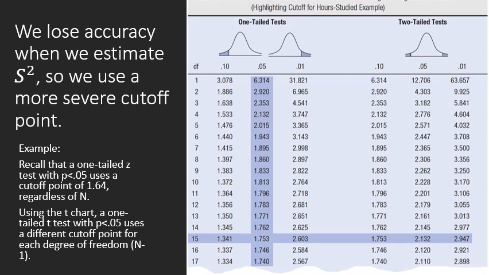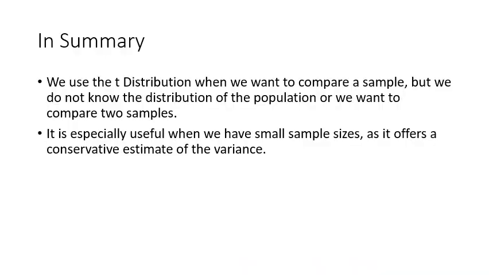So in summary, we use the t-distribution when we want to compare a sample, but we don't know the distribution of the population, or we want to compare two samples. And it's especially useful when we have small sample sizes, as it offers a conservative estimate of the variance.